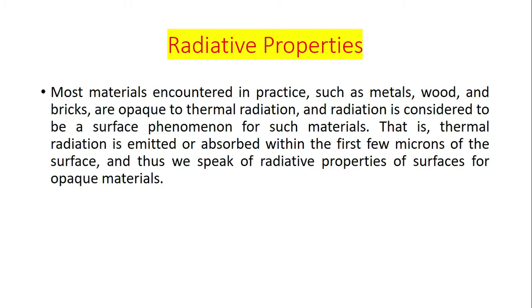A black body, we have already studied about the black body. We know that a black body is a perfect absorber and the perfect emitter of radiation. No body can emit more radiation than a black body at the same temperature. So we consider the black body as the reference material for describing the emission and absorption characteristics when we compare it with real surfaces.